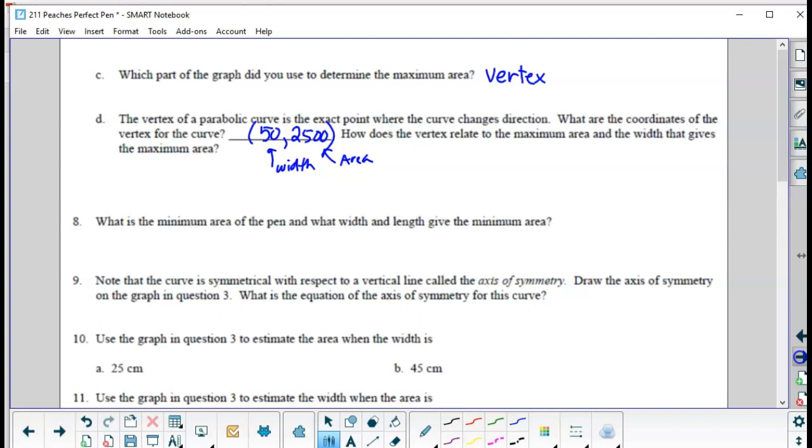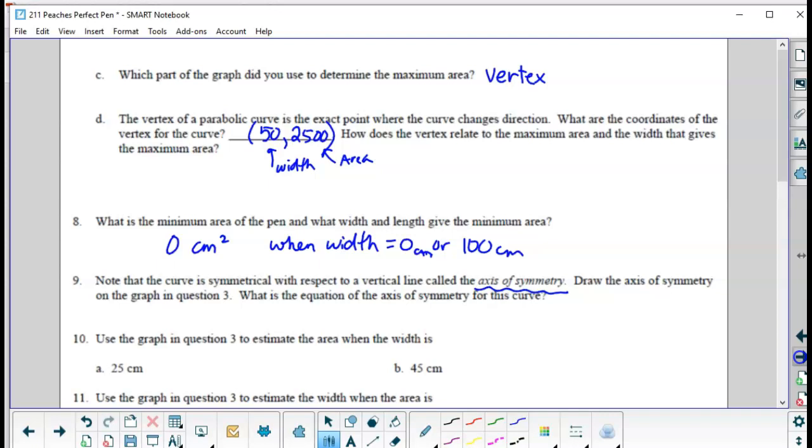What is the minimum area of the pen, and what width and length give the minimum area? Well, that would be 0. So 0 centimeters squared, and that's when width equals 0 or 100. So basically, there would be no length. Note that the curve is symmetrical with respect to a vertical line. We call that the axis of symmetry. We're going to use that a lot in this unit.